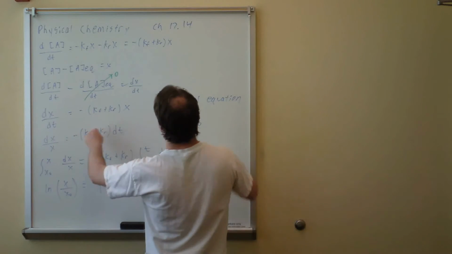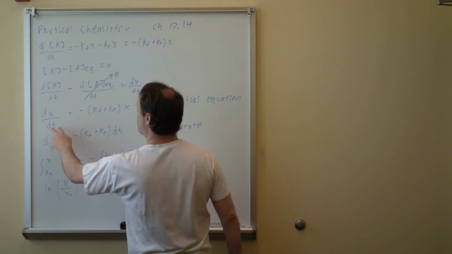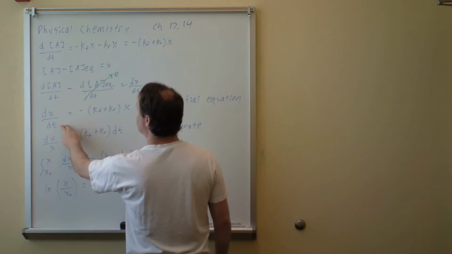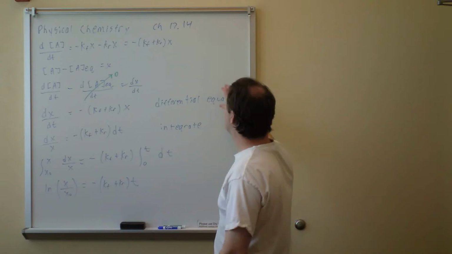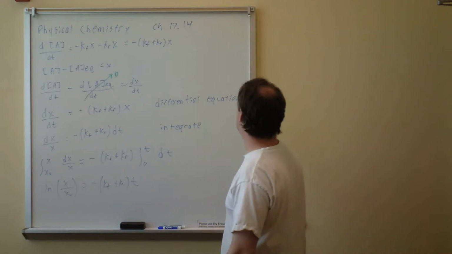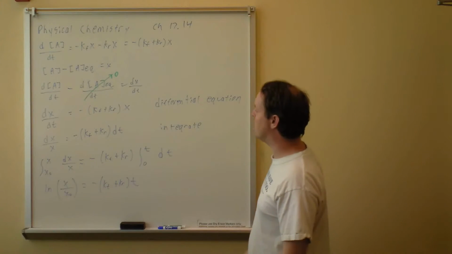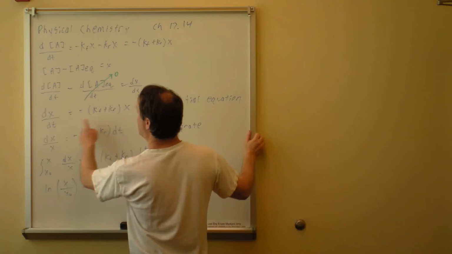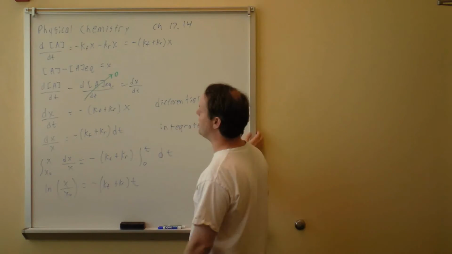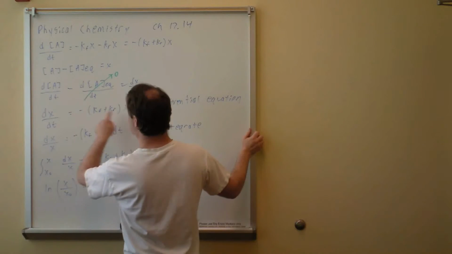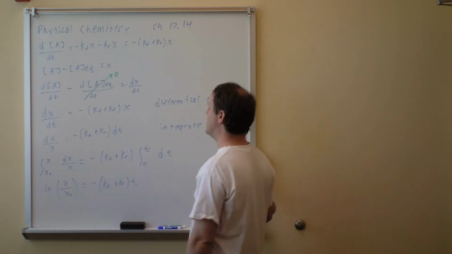So using this, and this, we get the derivative of x with respect to t is equal to minus kf plus kr times x. Now this is a differential equation, but differential equations isn't a prerequisite for this course, and luckily you don't need it in this case. All we're going to do is get the like variables on each side. So move the x over here and dt over here. So we get dx over x is equal to minus kf plus kr dt.